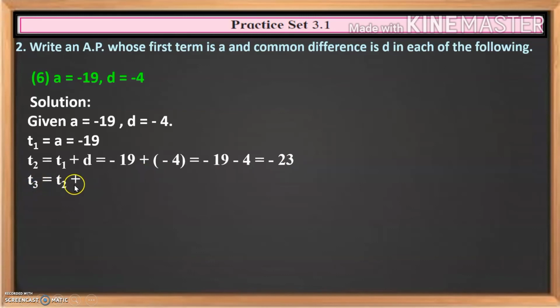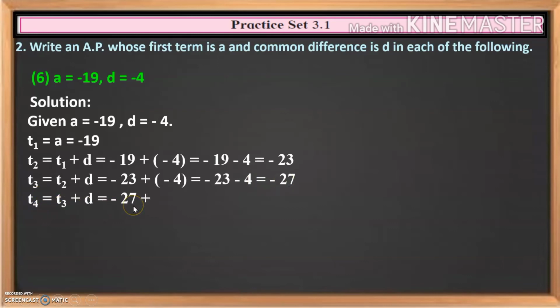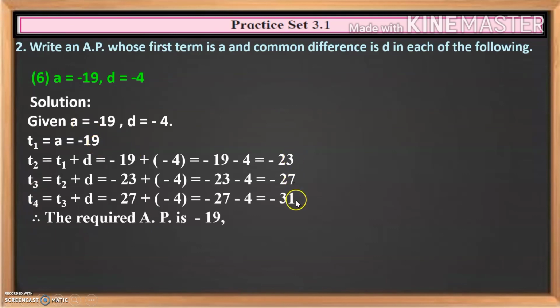T3 will be T2 plus D, so minus 23 plus minus 4. Next step, open the brackets, minus 23 minus 4 equal to minus 27. T4 is equal to T3 plus D, equal to minus 27 plus minus 4, equal to minus 27 minus 4, equal to minus 31. We have got 4 terms, so the required AP is minus 19, minus 23, minus 27 and minus 31 and so on.